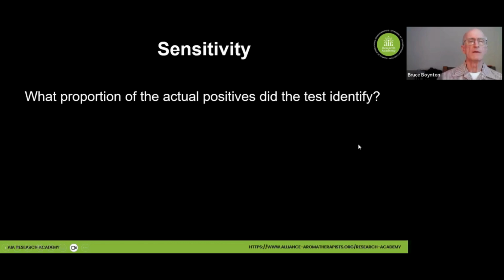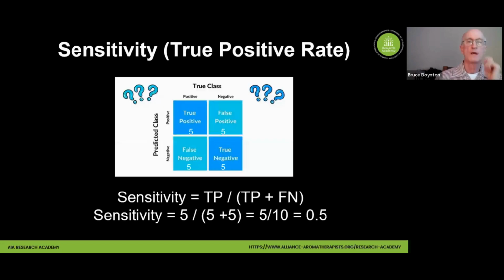What does sensitivity mean? Well, sensitivity is the proportion of the actual positives, what were really positive. What proportion of those actual positives did the test correctly identify? Okay, so we said that the true class is what is really going on. So all the positives are right here. So everything in this column is positive. Our test got some of them right and some of them wrong.